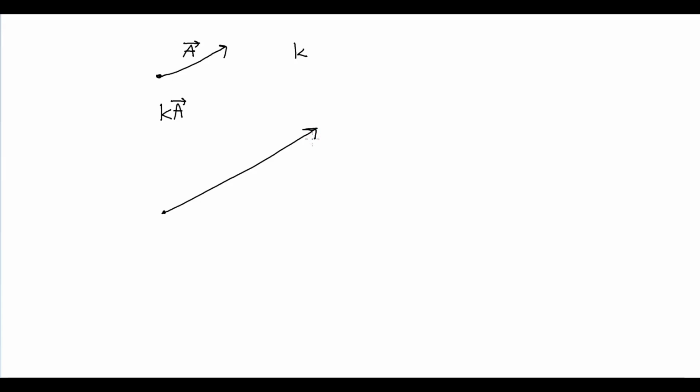So if k is positive, greater than 0, then the length of the vector, the magnitude of the vector, is k times the magnitude of the original vector. So the magnitude of kA is k times the magnitude of the original. So this vector is noticeably longer.